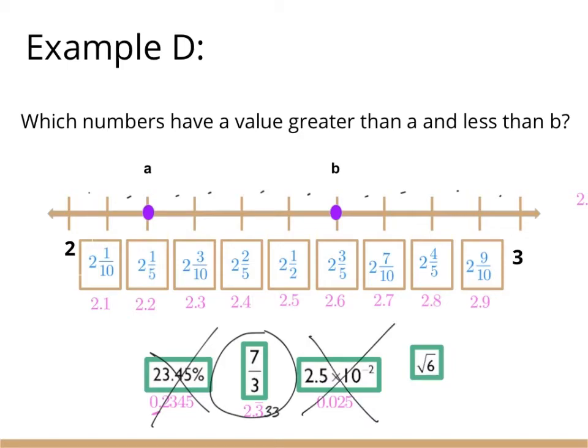And the last one is the square root of 6. I'm going to go ahead and put the 6 in my calculator, hit that square root button. When I go ahead and do that, I end up with 2.449949 on and on and on forever and ever and never stopping. So when I get that, I determine is that between 2.2 and 2.6, and it is. The 4 falls between the 2 and the 6, so that is a correct answer. So I can go ahead and circle that, and I determine that I've got 7/3 and the square root of 6 is the only correct answers there.